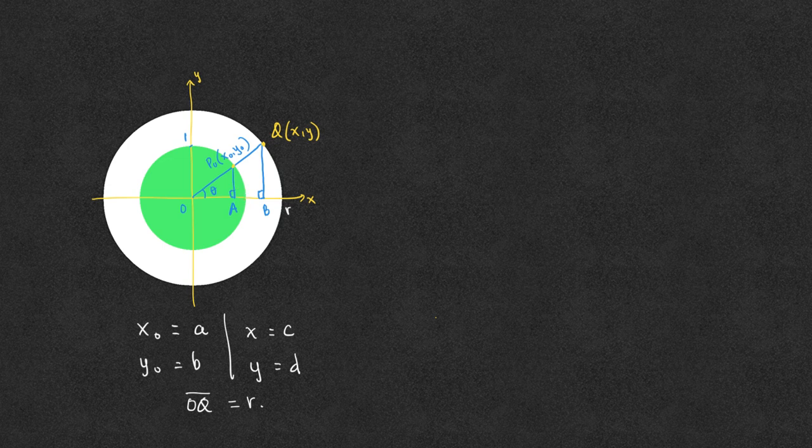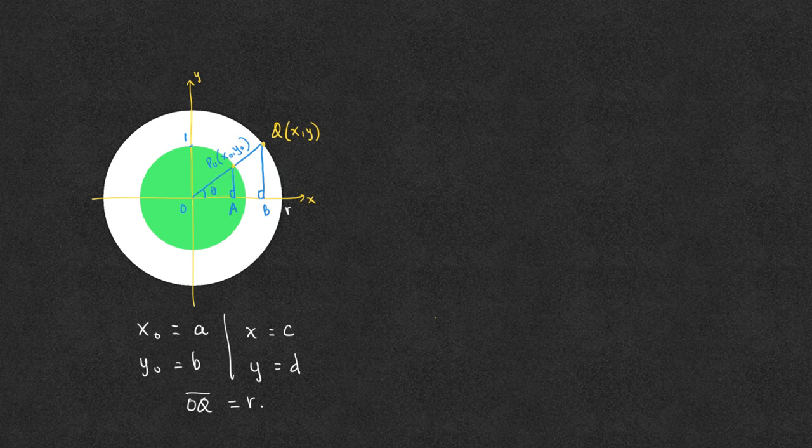X equals c, so the length OB is c, and y equals d, so the length BQ is d, and the radius of the outer circle is r, the radius of the inner circle is 1.